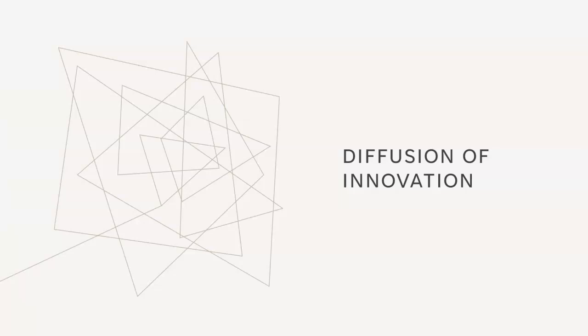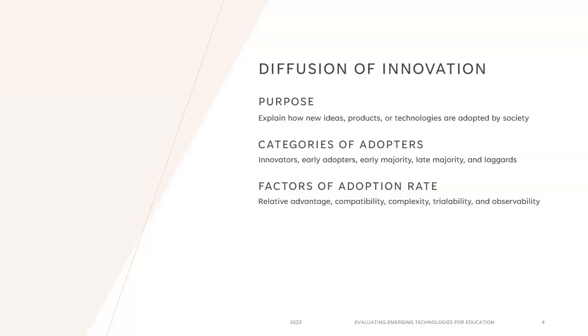Diffusion of innovation. So, what is the purpose of this model? It explains how new ideas, products, or technologies are adopted by a society. Okay? Rogers gave us different categories of users or adopters. They are innovators, early adopters, early majority, late majority, and laggards.